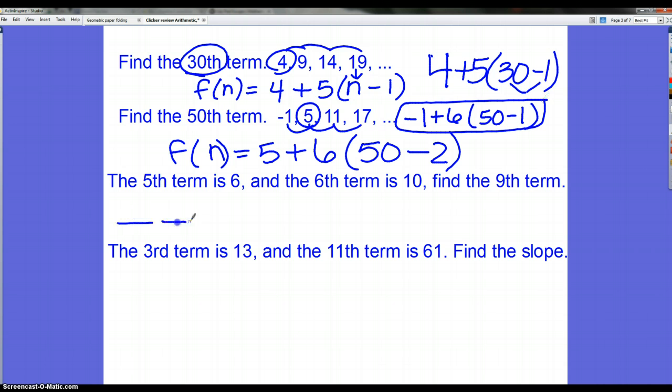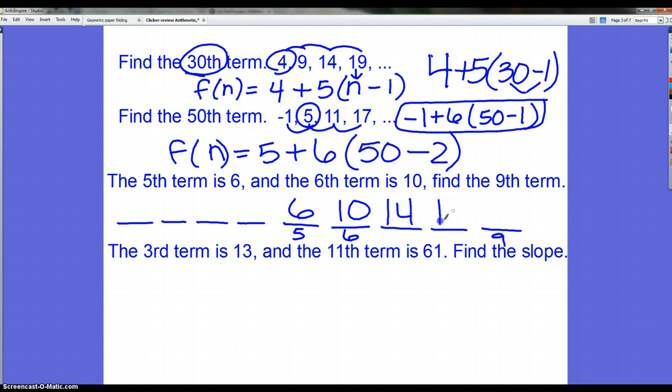This one says 1, 2, 3, 4, 5. The 5th term is 6, and the 6th term is 10. It says find the 9th term. So if this is the 5th and that's the 6th, then 7, 8, 9, this is the one we're looking for. 6 to 10 is 4 more, so 4 more, 4 more, and then 4 more. So it's just going to be 22.